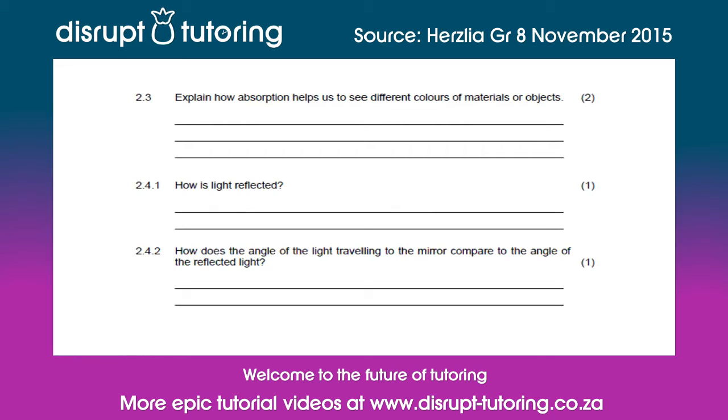Explain how absorption helps us to see different colors of material or objects. How is light reflected, and how does the angle of light traveling to the mirror compare to the angle of the reflected light? Let's start with 2.3.